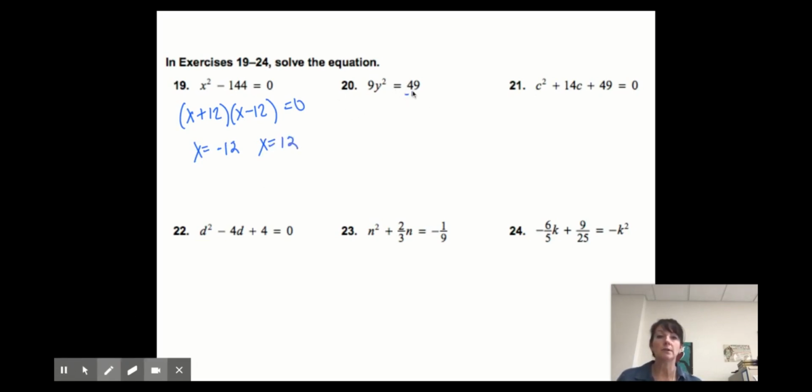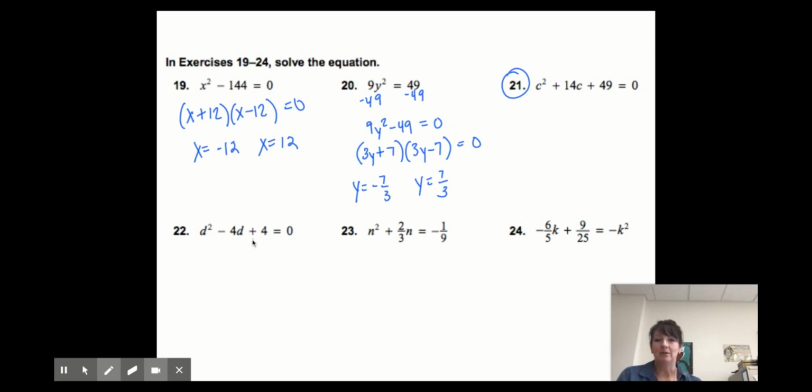This is not equal to 0, so I want to subtract 49 first from both sides. So 9y squared minus 49 is equal to 0. Both are perfect squares. Difference of two squares. Here we have 3y, and then this would be 7. So 3y plus 7 and 3y minus 7 equal to 0. Now, one of these has to be equal to 0. On this first one, we're taking 3y plus 7 equal to 0, so we're subtracting 7 and dividing by 3. So y would be equal to negative 7 thirds. Here we're adding 7 and dividing by 3, so positive 7 thirds. Okay, why don't you solve number 21?